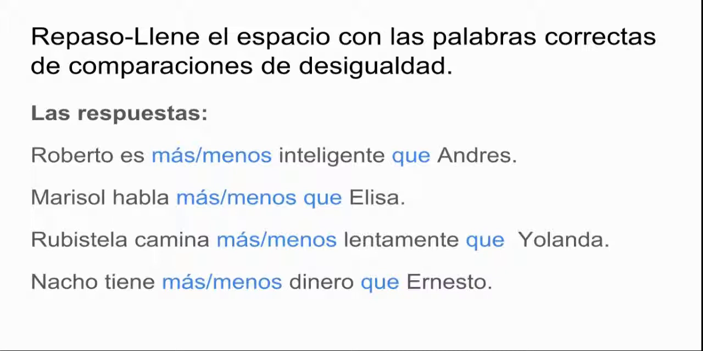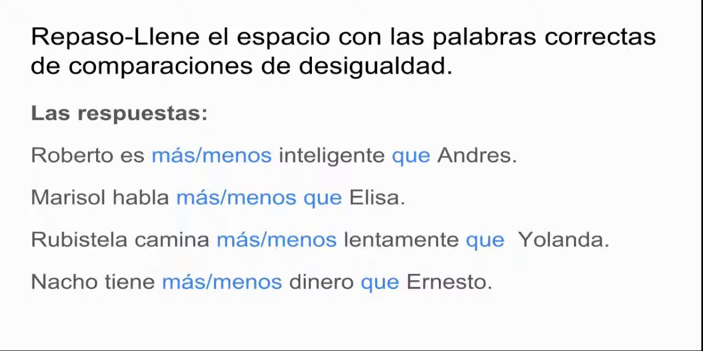Las respuestas. Roberto es más inteligente que Andrés. Or if you think it's the other way around, we can say Roberto es menos inteligente que Andrés. What are we comparing? Intelligent, which is an adjective. Marisol habla más que Elisa, or Marisol habla menos que Elisa. I didn't specify which was which, and you'd have to pull it out of your head who's more intelligent. But notice we're comparing how much they talk, and so you would not have anything in between the más que or the menos que. So the action is what is being compared.